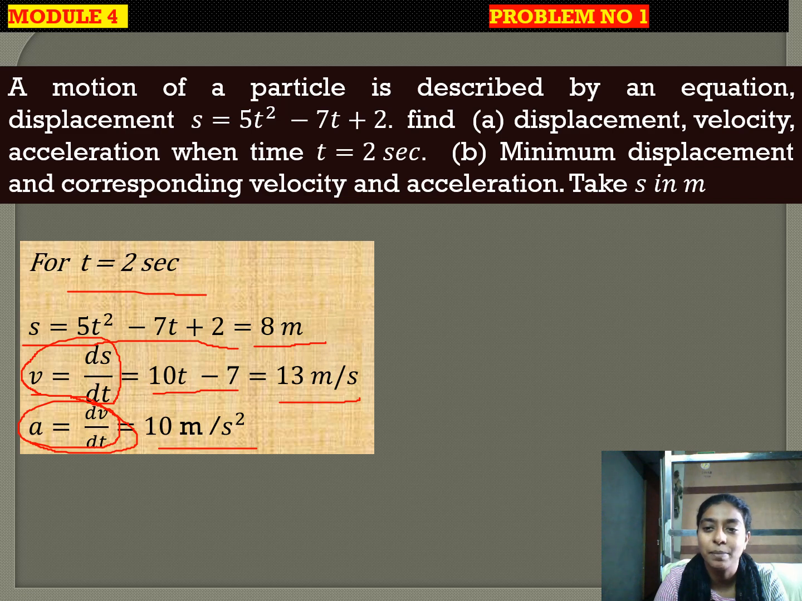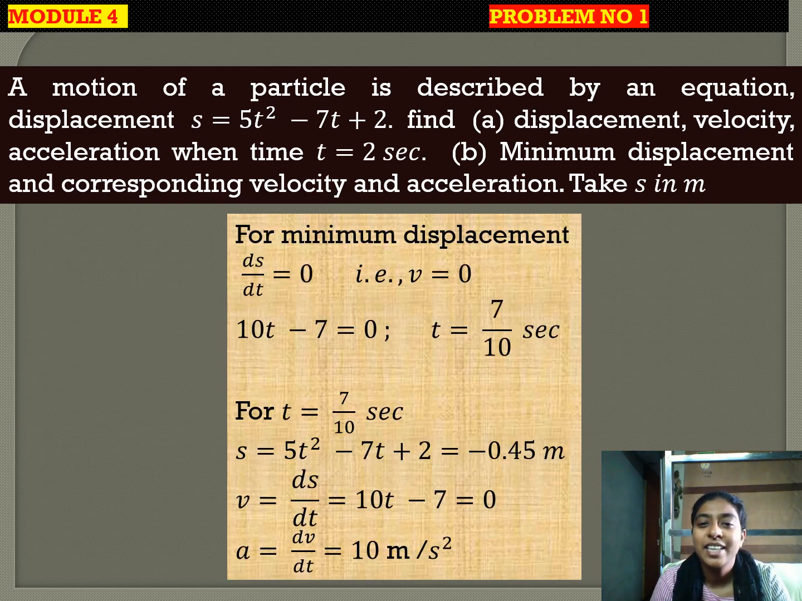Now, we will go for the second part. Okay, this is our second part. We were asked to find the minimum displacement and the corresponding velocity and acceleration at minimum displacement. So, our first aim is to find what is minimum displacement. You have already studied in your basic mathematics, when you need to find the minimum or maximum of a function, we need to differentiate it, and the first derivative is equal to 0.